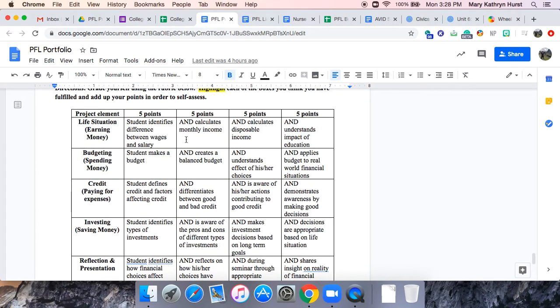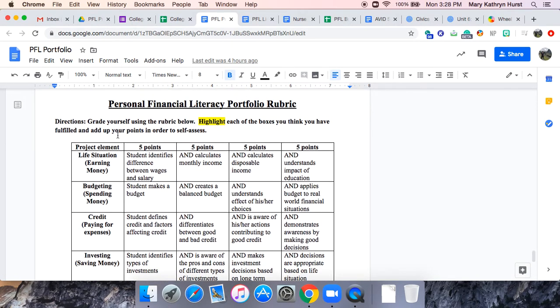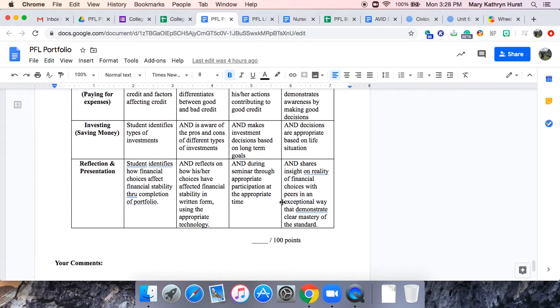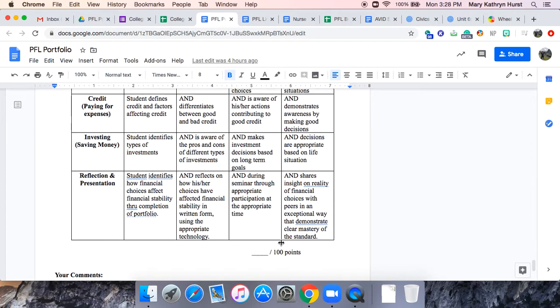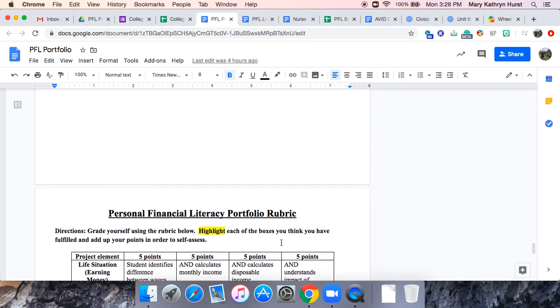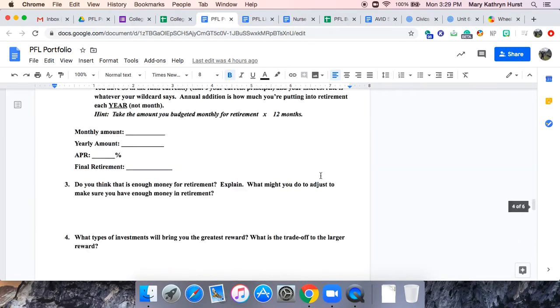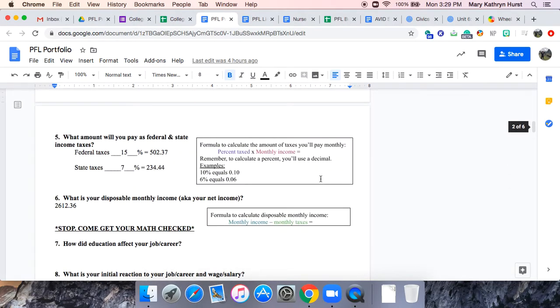So here's what I'm looking for when I am grading this. So how to earn, how to spend, how to pay, how to save. And you got 5 points for each of these boxes that you can check off to a grand total of 100. So if you are unsure as to how I'm going to look at this, I'm going to make sure that you've answered all the questions to the best of your ability and that you have addressed all of these boxes. All right, so let's dig into number 1 just a little bit.